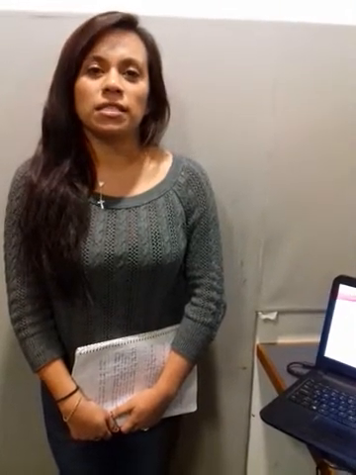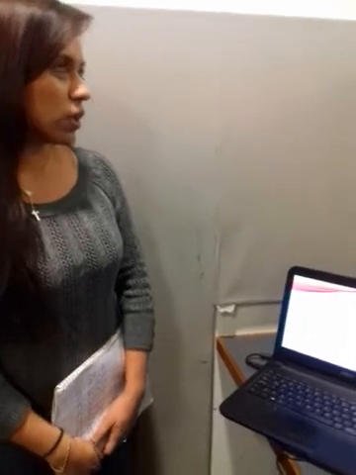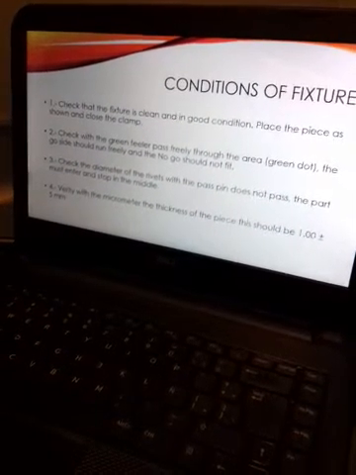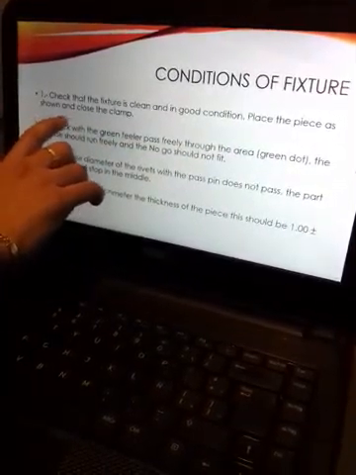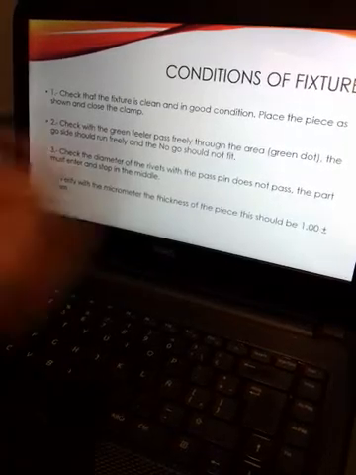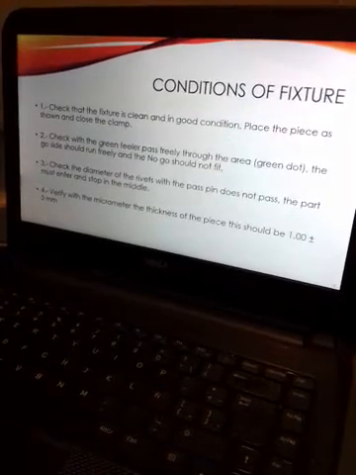Then the condition of the micrometer for the measurement of the blades: we need to know that this micrometer needs to have a calibration certificate before use. We made a fixture, and with this fixture you need to check that it's clean and in good condition, place the piece, and close the clamp. I show in the next slide the complete fixture.